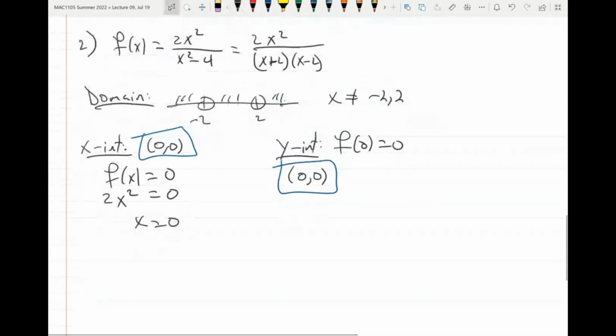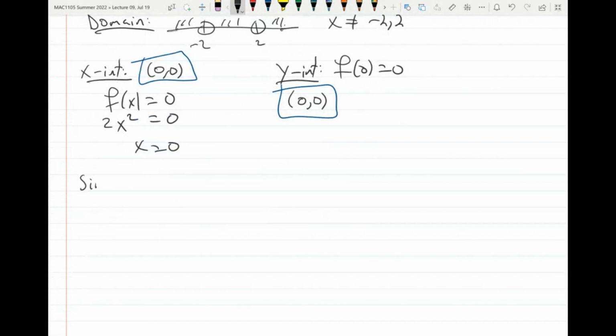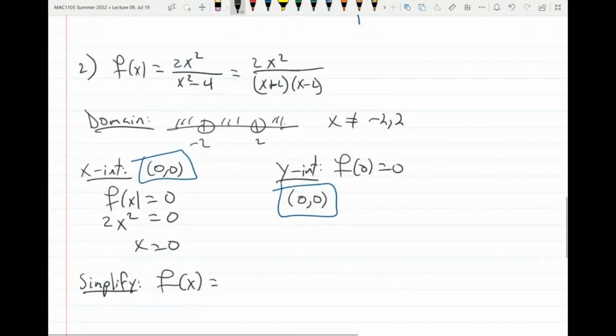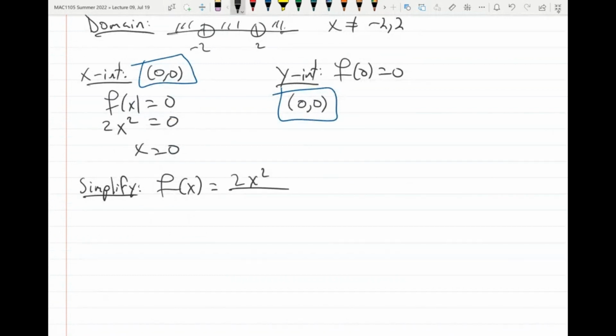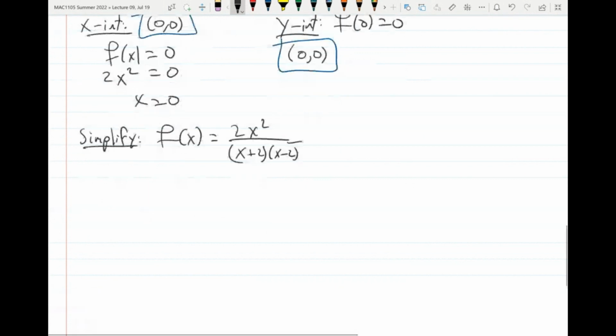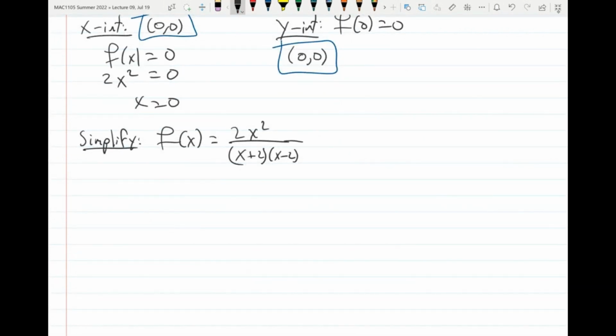So now we simplify. Is there anything to simplify here? There is nothing to cancel, so we keep working with the full function. Okay, asymptotes. Let's see, do we have any vertical asymptote?